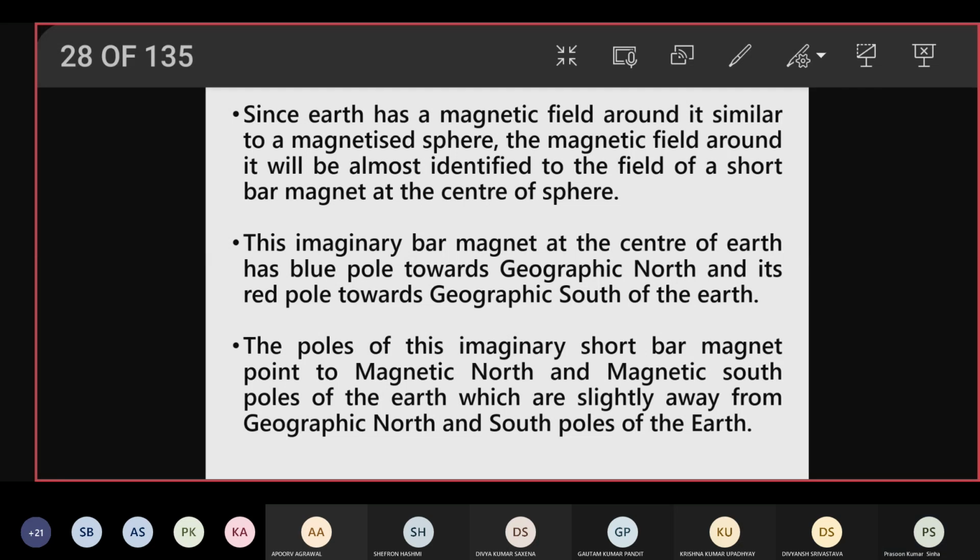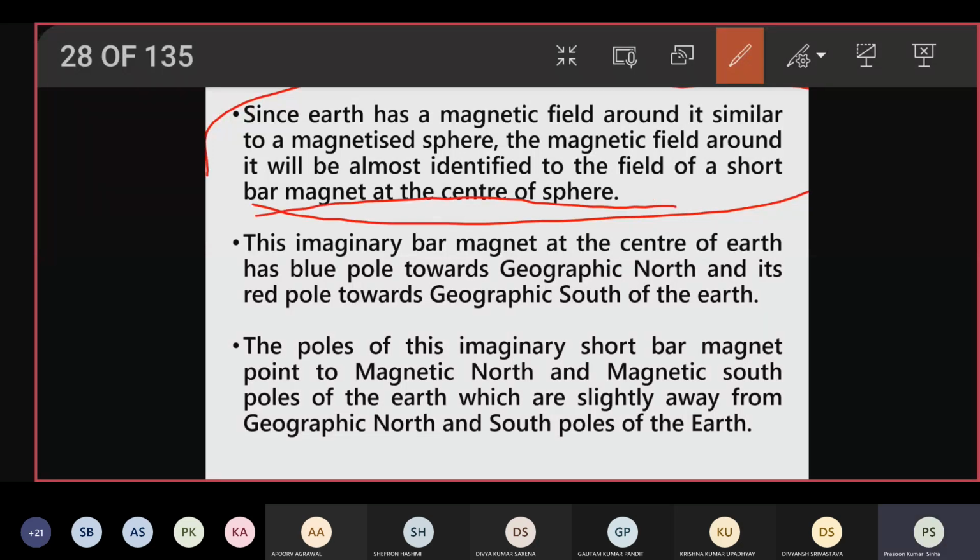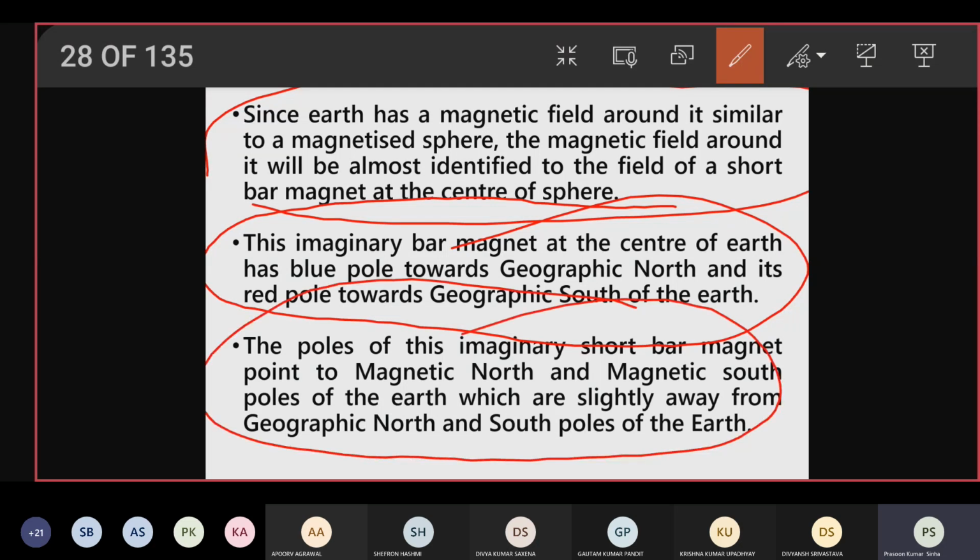Here we are saying that within the earth we may consider there to be a short bar magnet. The second part we are talking about is that the blue pole is towards the geographic north and the red pole is towards the geographic south pole. Here we are saying that they are not aligned. The magnetic dipole of the earth is not aligned with the geographic axis of the earth, but it is having some angle with it.